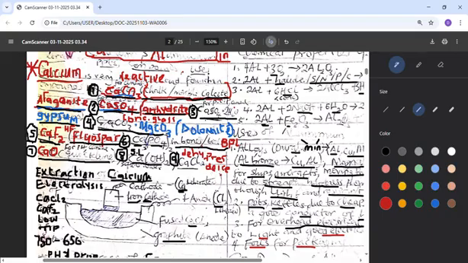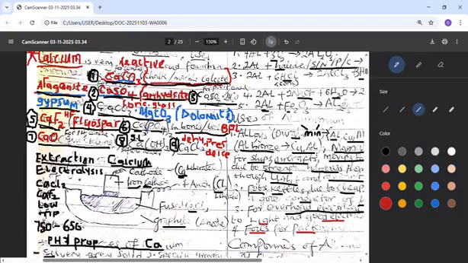And it can be used to de-ice, that means to prevent icing of substance. So it can be used to de-ice substance since it's always against water. Now how do we extract calcium?